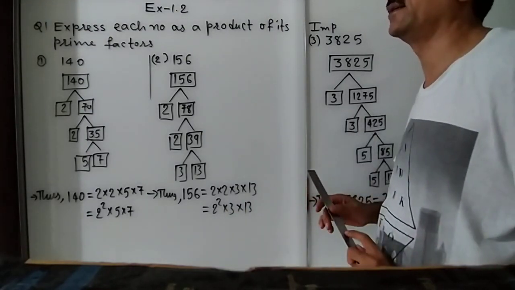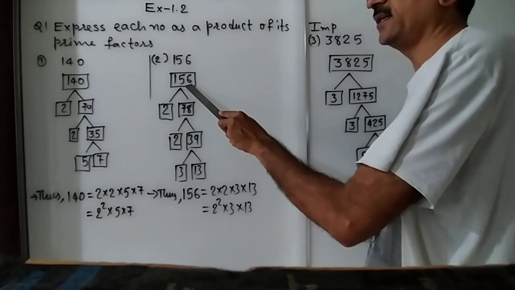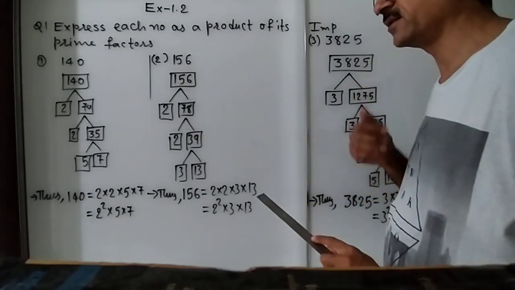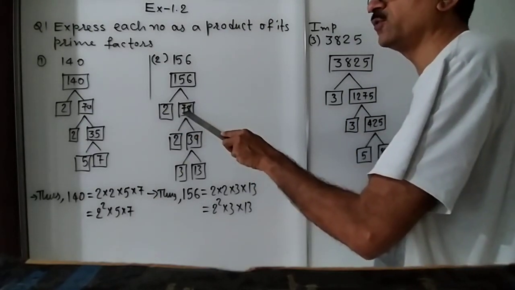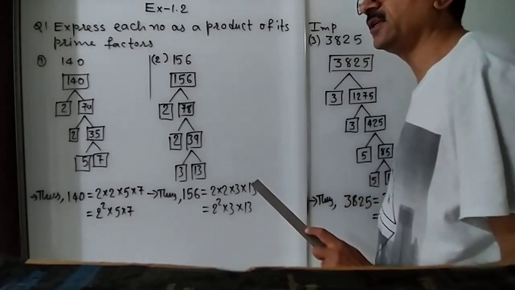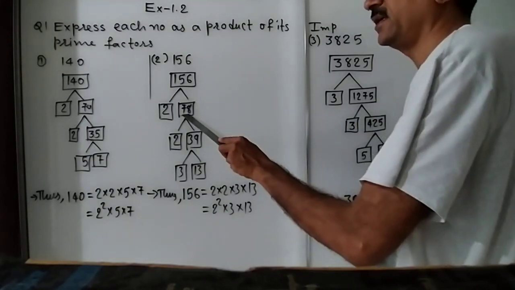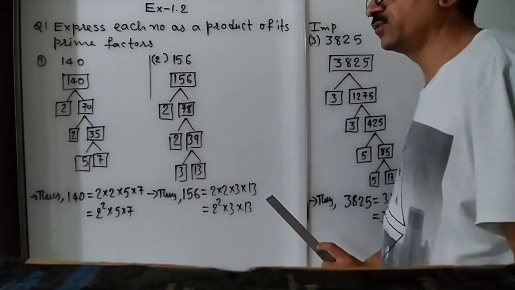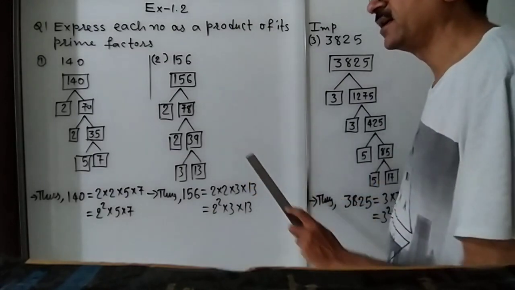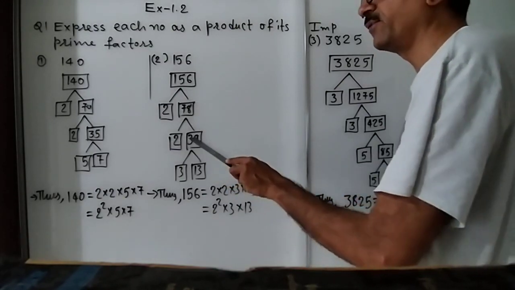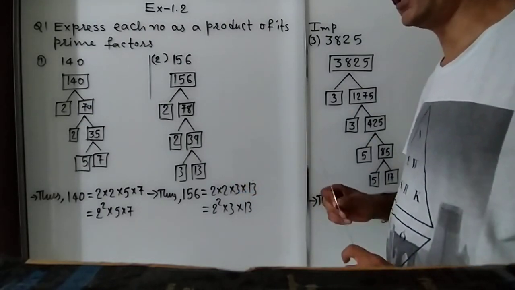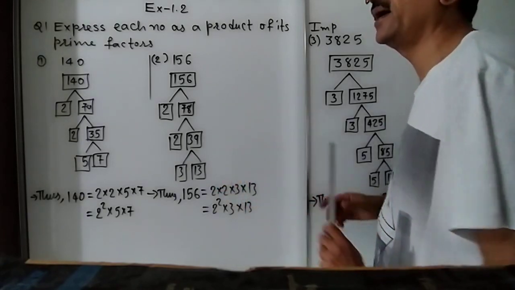156, very easy. Unit digit 6, divisible by 2. As we divide it by 2 in a rough page, we would get 2 into 78. Again, in 78, 8 is an even number. As it is an even number, it is divisible by 2. As we divide it by 2, 2 into 39 is 78, means we have to do half of 78. But here the unit digit is not even, so it cannot be divided by 2.